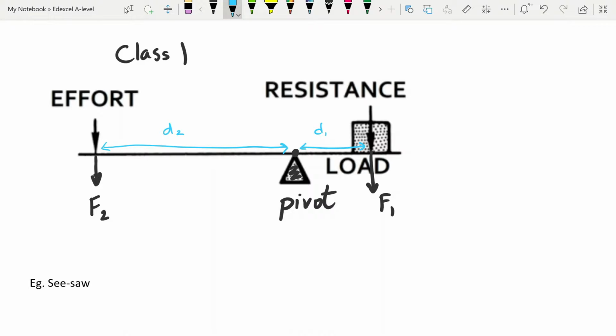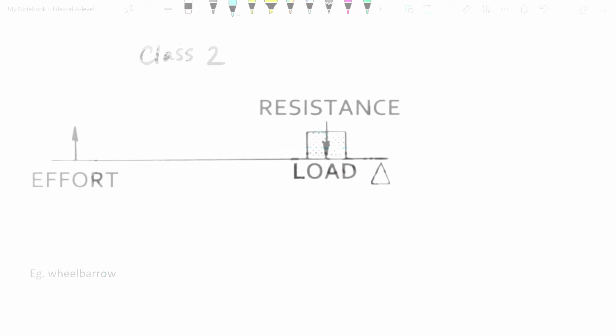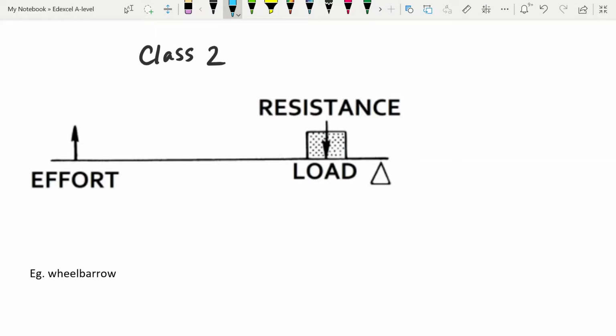This is a very straightforward lever. This is like a seesaw, so I've given you that example there. There are plenty of others, but the pivot is between the effort and load, which makes it very straightforward to see. The class 2 lever is this one here.